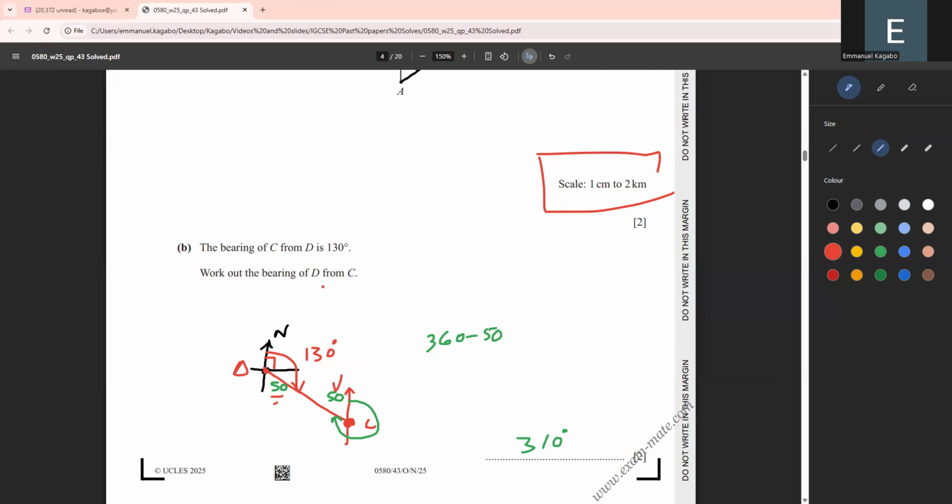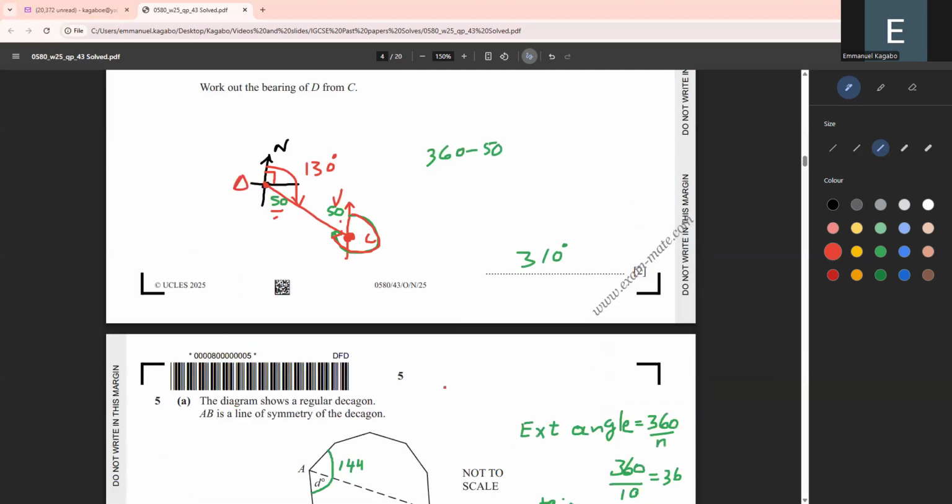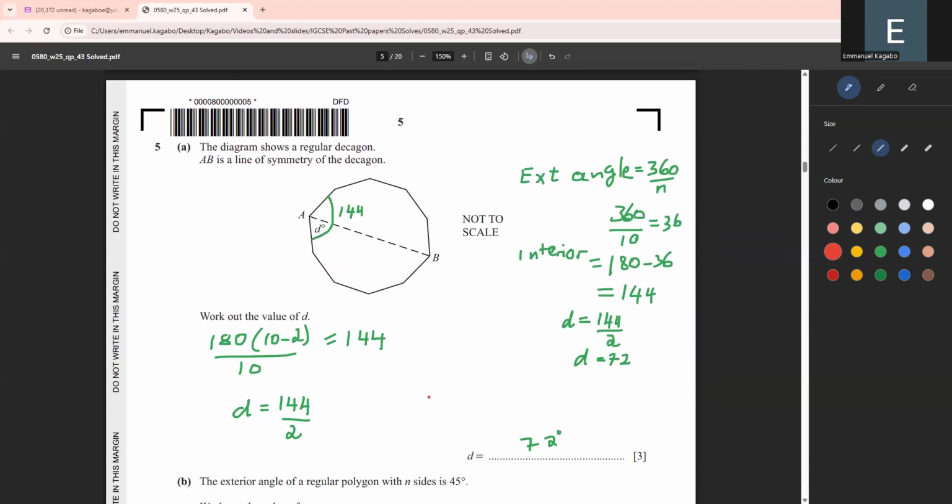Then they said, work out the bearing of D from C. Work out the bearing of D from C. I have to move from the north line of C, go clockwise until I meet the line joining C, D. That is the angle they're talking about. This is the angle, okay? So the whole of this is 360. And this is 50. So that's why I did 360 minus 50, and it gave me 310 degrees. Okay, thank you very much. Wow, very good question here.